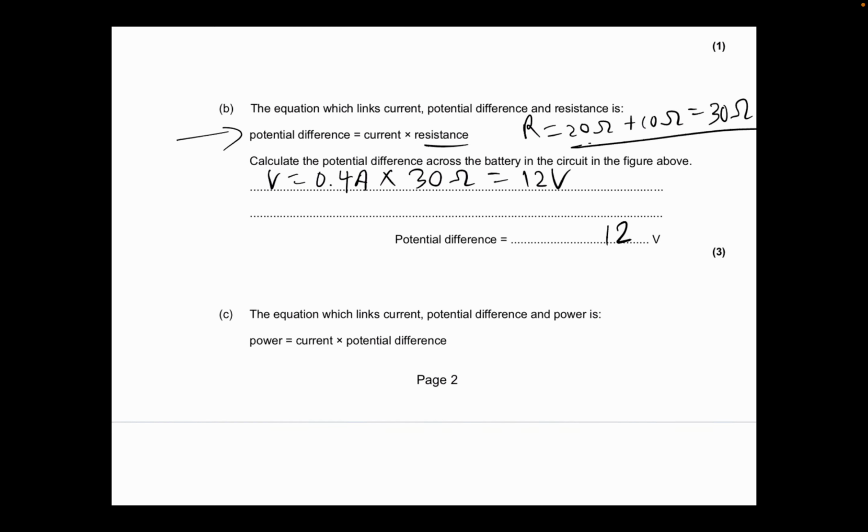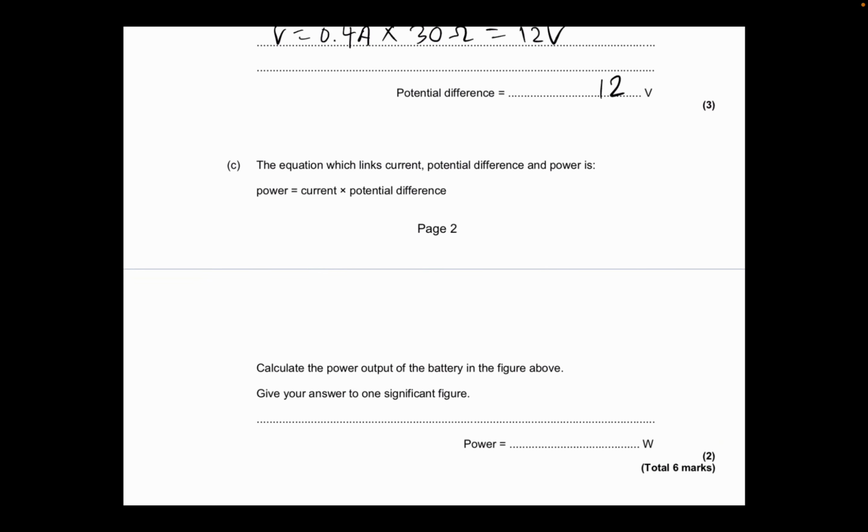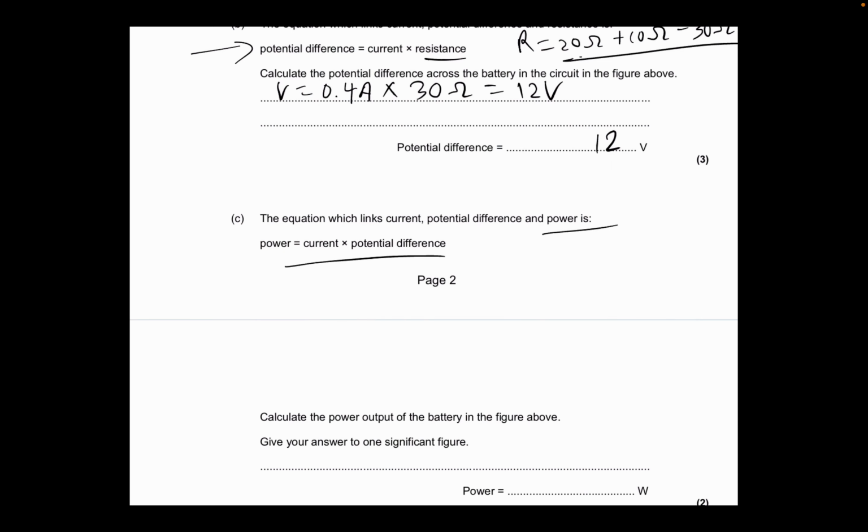The next question states that the equation which links current, potential difference, and power is power equals current times potential difference. We have to calculate the power output of the battery in the figure above. First, we have to know the current. Current stands for I, and the current is about 0.4 amps.